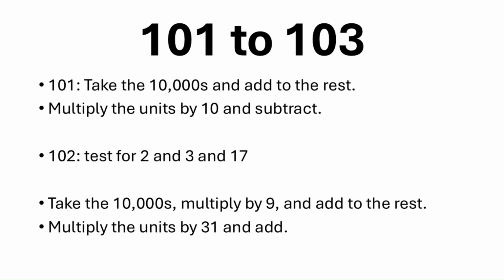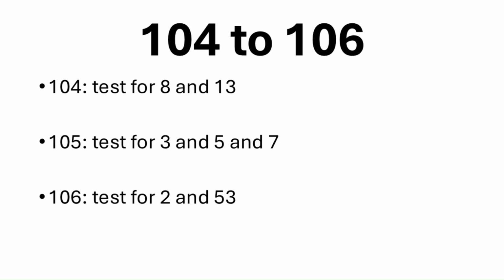Take the 10,000s, multiply by 9, and add to the rest. Multiply the units by 31 and add. 104, test for 8 and 13. 105, test for 3 and 5 and 7. 106, test for 2 and 53.